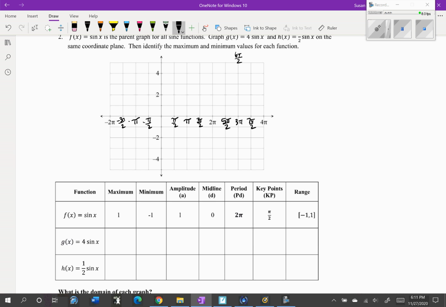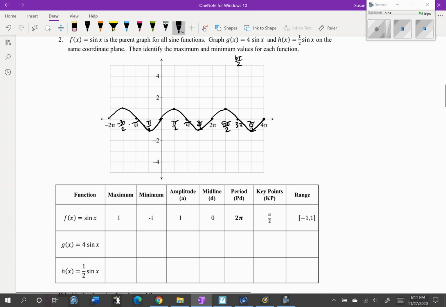So now I have my key points, and I'm going to graph my parent graph. So remember, we start at, for the parent graph, 0, 1, 0, -1, 0. That's one wave, and I'm going to keep going. 1, 0, -1, 0. That's the second wave, and we'll go the negative direction as well. So that gives me 3 waves. And we just knew that from the last graph.